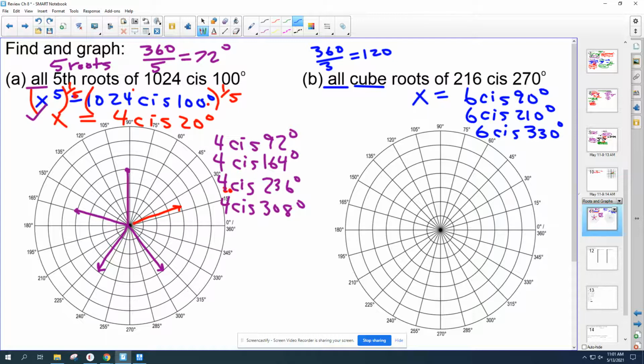So 6 cis 90, 1, 2, 3, 4, 5, 6. And 210. Remember, direction and magnitude. 330. Now again, those things should be equally spaced. If not, it'll be obvious, but 120, 120, 120.